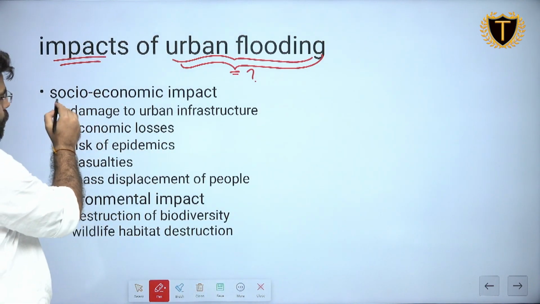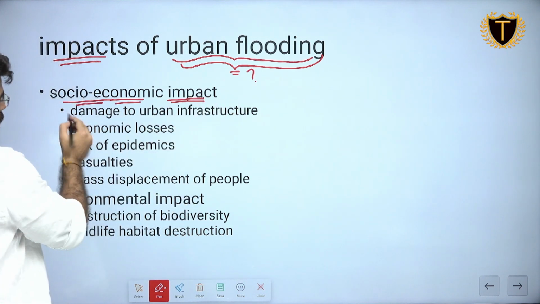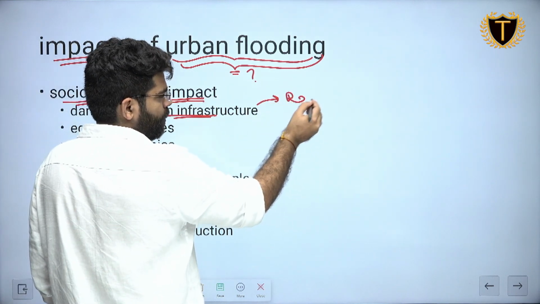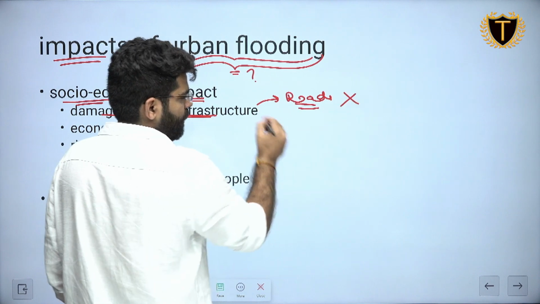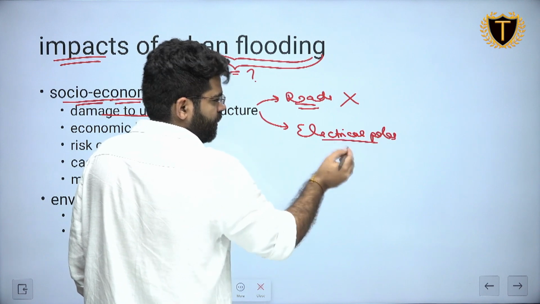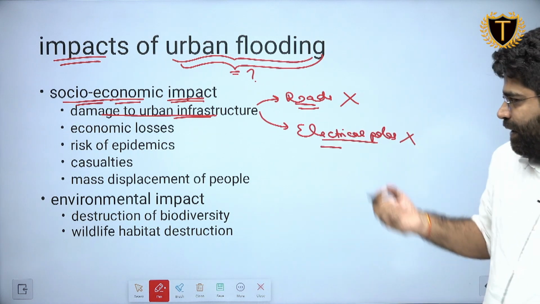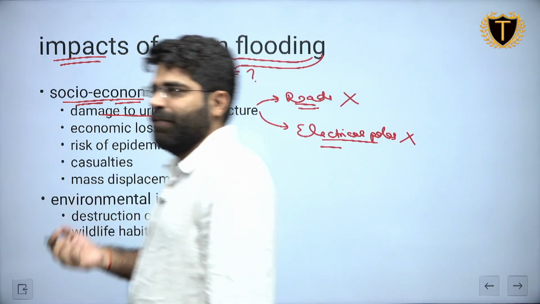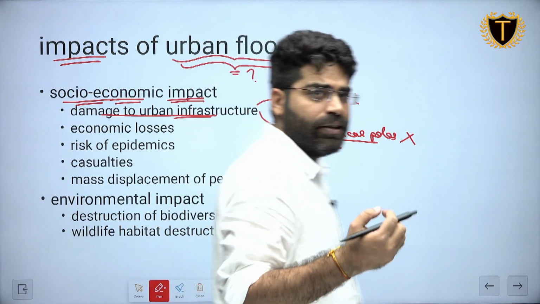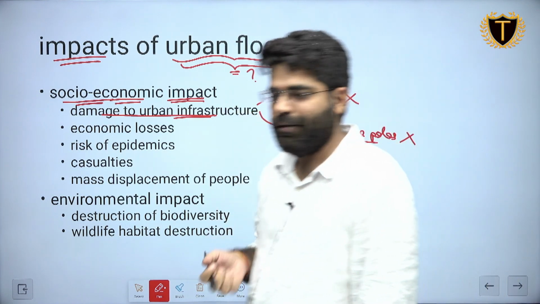So the first impact is the socio-economic impact of urban floods. As we normally know, there is damage to urban infrastructure. Roads would be destroyed. Then we have electrical poles, which would obviously be destroyed, disrupting the electricity supply of that particular area. Then we have utilities like the delivery of gas cylinders and the delivery of ration to the people. These services would obviously be hampered due to the damage to urban infrastructure.